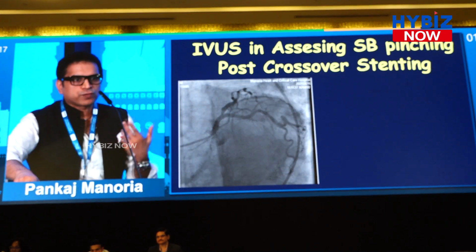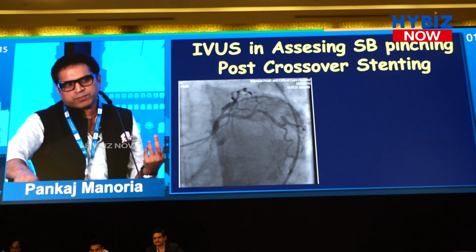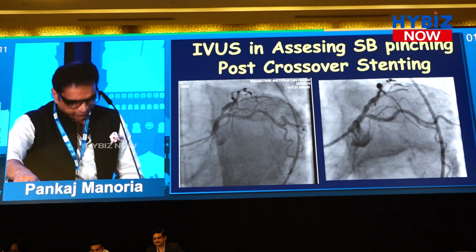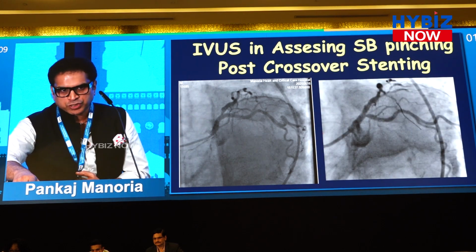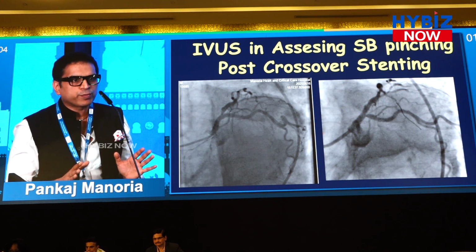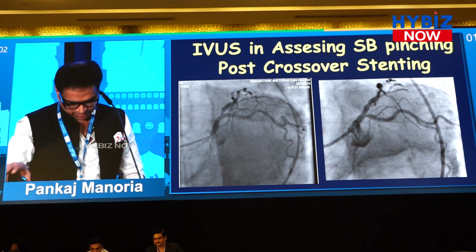What about when we are doing a crossover stenting? We do ostial stenting very often. We do a crossover stenting, and once we do, what we find is the circumference is getting pinched. Again, we are in a dilemma. What is causing this? Don't get confused. Just put an IVUS catheter.